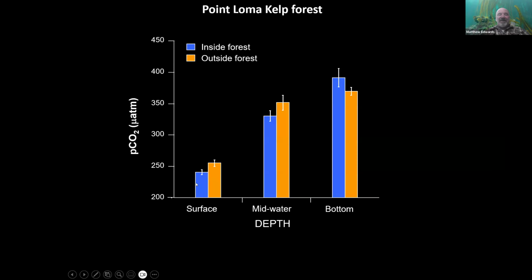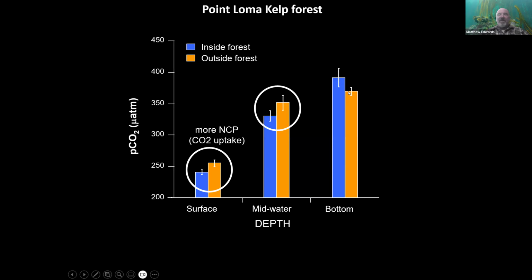And this interesting thing is at the surface where it's bright and in the midwater, we see a drawdown of CO2. The blue is lower than the orange. That photosynthesis is drawing down CO2. But at the bottom, where it's darker, there's all those benthic invertebrates, there's the benthic microbes. We actually see an increase in CO2 relative to outside of it. So we see more net community production, CO2 uptake in the bottom and at the surface and the midwater, but we see more respiration, CO2 production at the bottom.